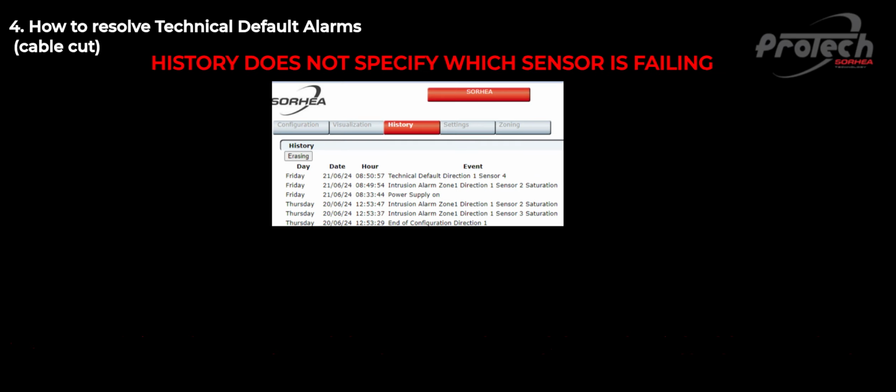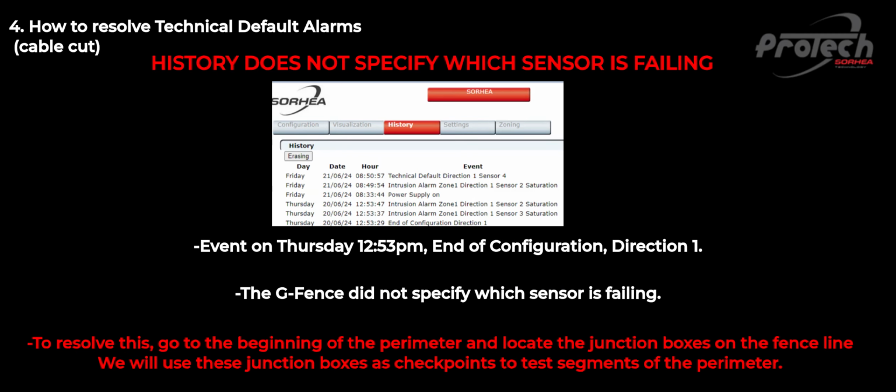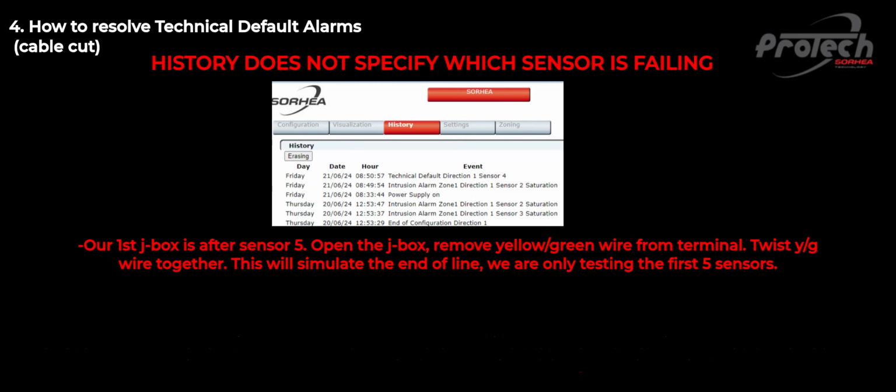If you run a test and no sensor is reported in the history, here is how to resolve. On Thursday, the event says End of Configuration, Direction 1. The G-Fence did not specify which sensor is failing. To resolve this, go to the beginning of the perimeter and locate the junction boxes on the fence line. We will use these junction boxes as checkpoints to test segments of the perimeter. Let's say our first J-box is after sensor 5.